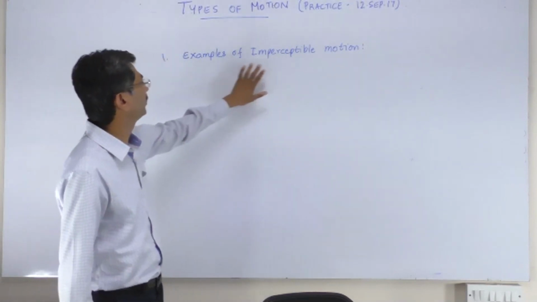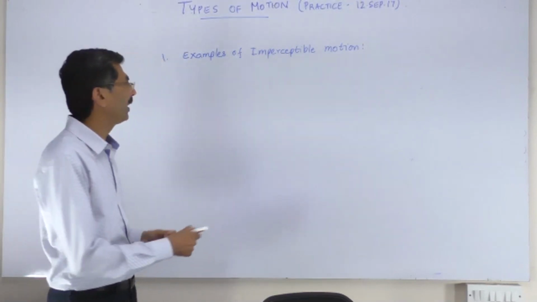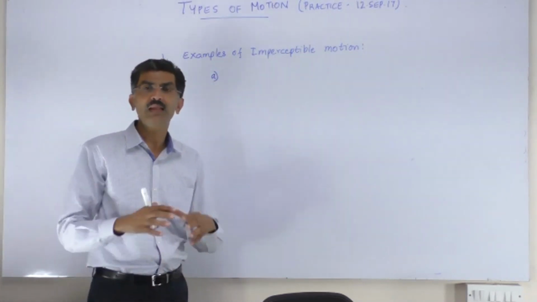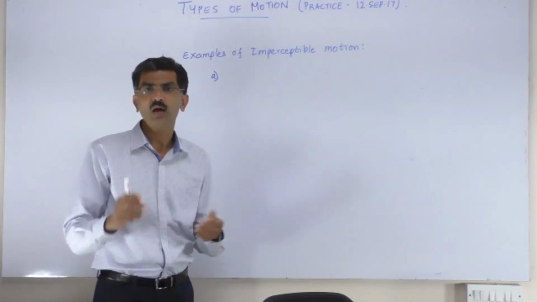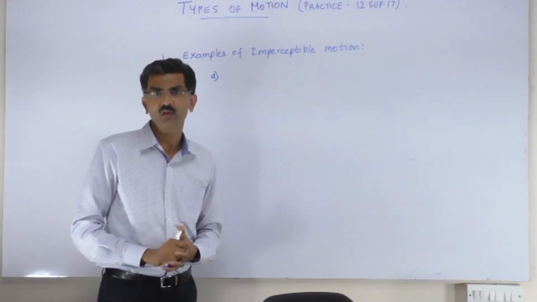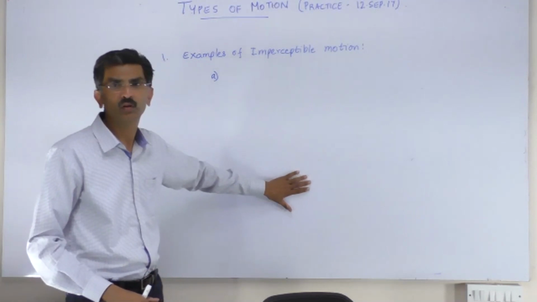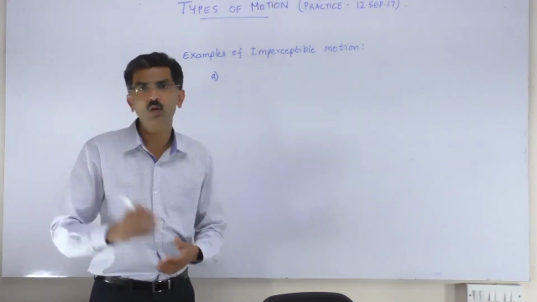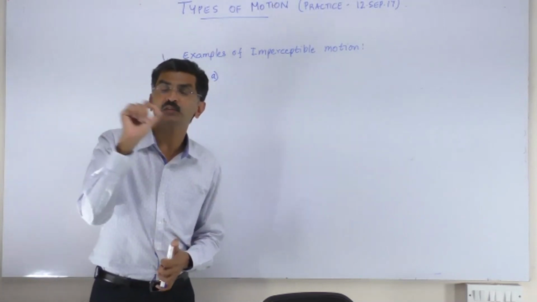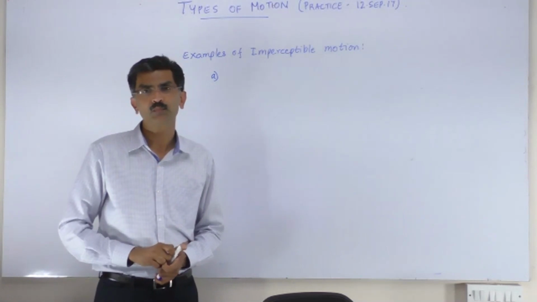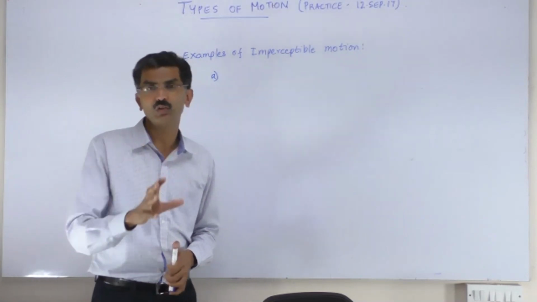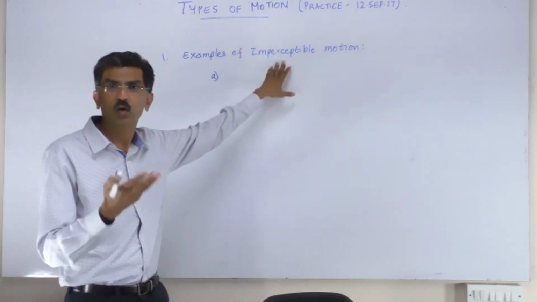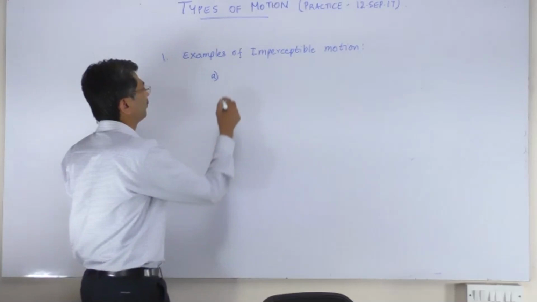So for 2 examples of imperceptible motion, one example is all the molecules of any solid are constantly vibrating. You may take the molecules in this board. You may take the molecules in my clothes. You may take the molecules in the walls around you. Those molecules are constantly vibrating. But that motion, that vibration is imperceptible because we cannot see it. We cannot observe it easily. So that is one example.